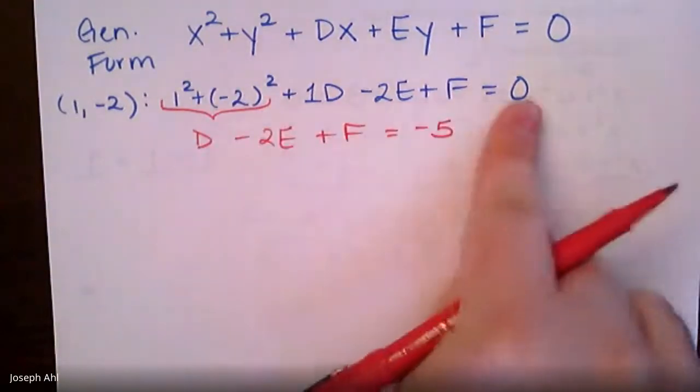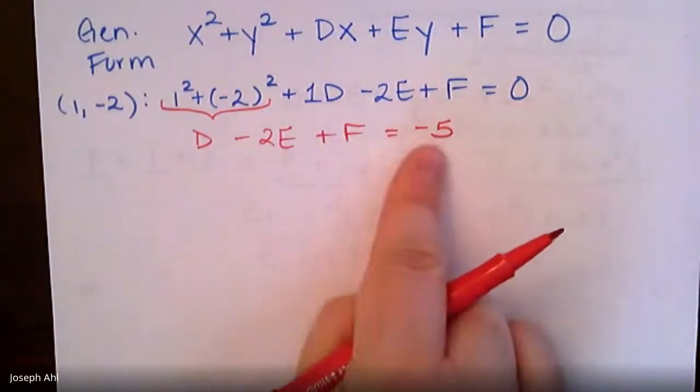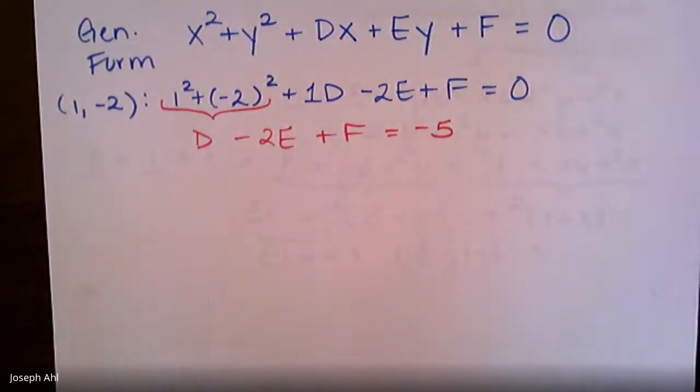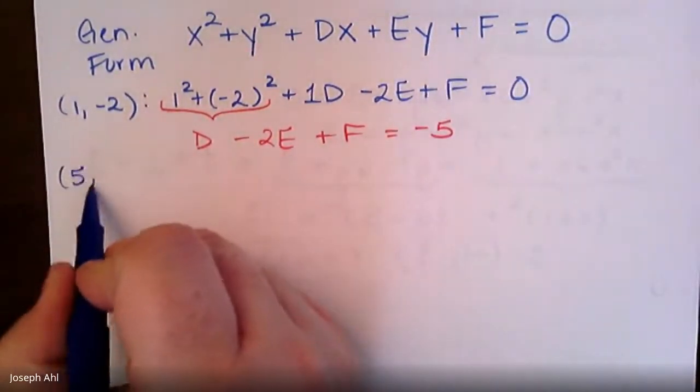When you move the 5 to this side with the 0, it's going to be a -5 on that side. So just be careful with that step. Let me show you what it looks like for the next point, 5, 4.